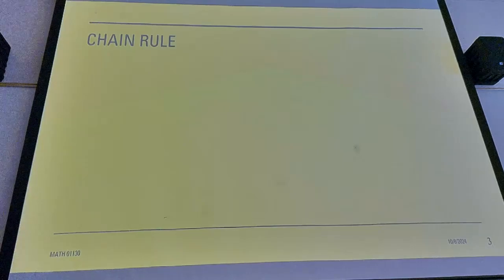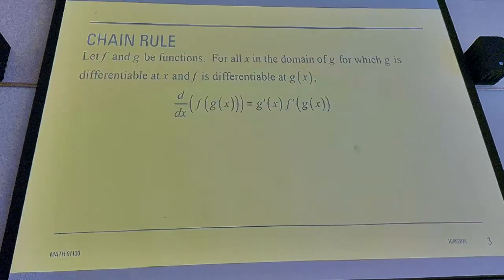Chain rule. The most misapplied derivative rule. Also the one that is forgotten the most. Chain rule allows us to take the derivative of a composite of functions. The derivative of f of g of x is g prime of x times f prime of g of x.